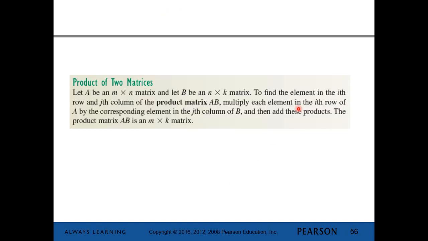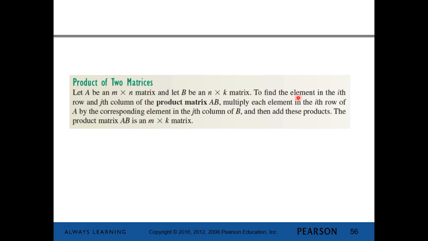So now, how do we multiply matrices? Well, this is exactly the way we do it. So if we let A be an m by n matrix, and we let B be an n by k matrix, notice that the number of columns in matrix A is the same as the number of rows in matrix B. That is a requirement. If those are not the same, we cannot do matrix multiplication. Okay, there is no solution.